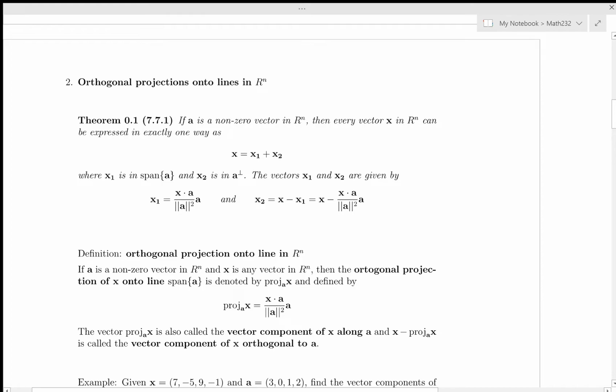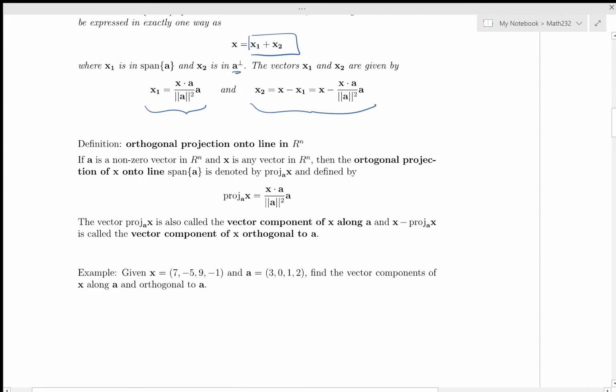So we've got this non-zero vector, and we're going to say one thing: that vector can be expressed in exactly one way, as x1 plus x2, where x1 is the orthogonal projection and x2 is in the orthogonal complement of A. The two vectors are given in this way. We have x1, that's what we just showed, and then we can easily compute x2 as x minus x1. So there we have it, written yet again.